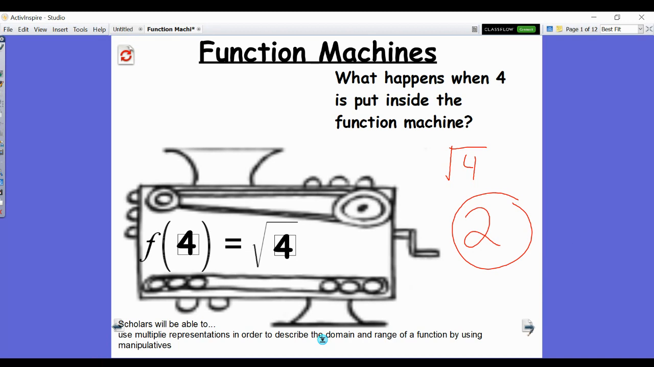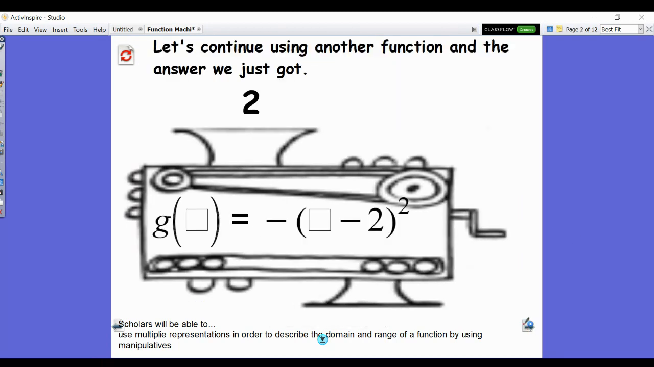No worries, I'm going to do another example. So here's another function machine. For this one, I'm going to use the input of 2 simply because that's what we got as our last answer. There's no rhyme or reason why I'm picking 2. It's just the last answer I got. So I've got my 2, and I'm going to drop it into this new function machine. Now this is telling me, in my G function, so this is called G of 2, I want to evaluate it, meaning every time I see a blank space, I'm going to put the number 2.